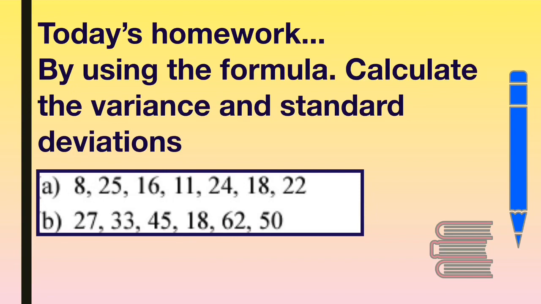Variance is equal to sum of the data squared over n minus mean square. Okay, please do according to my instruction and send your homework to my Gmail account by today. Thank you.